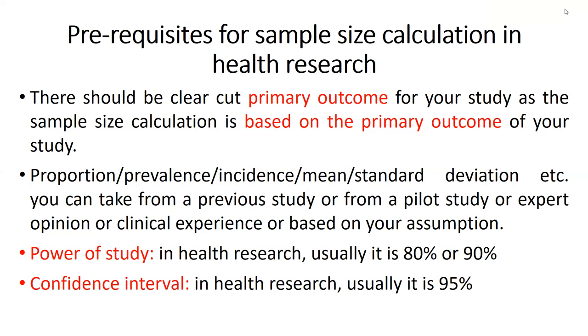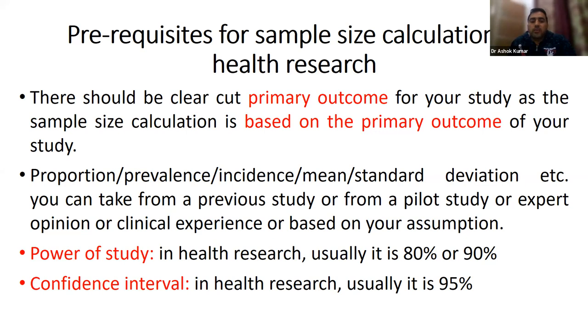So for categorical type, we have to calculate proportion, prevalence, incidence, and for quantitative, we have to calculate mean and standard deviation. And we should know the power of the study. Before calculating sample size, researchers have to decide the power of study. And here only two options, 80% power or 90% power. Either we use 80% or 90%, not less than 80%, no more than 90%.